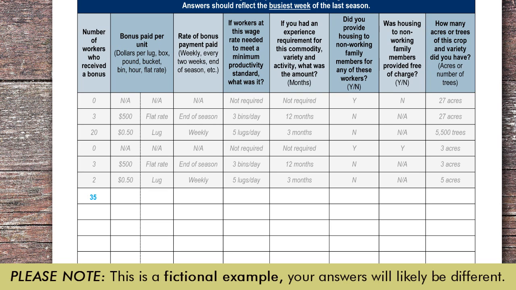Next, we will talk about how much and how it was computed. Let's say our bonus rate for 35 seasonal and migrant red cherry harvesters that received a bonus during the busiest week of the cherry harvest season was 50 cents per lug. Put that into the second column.